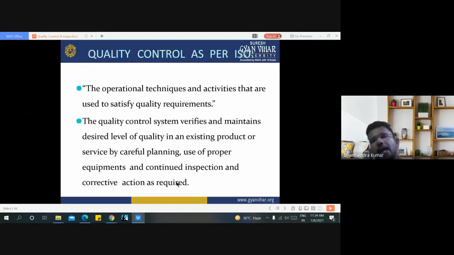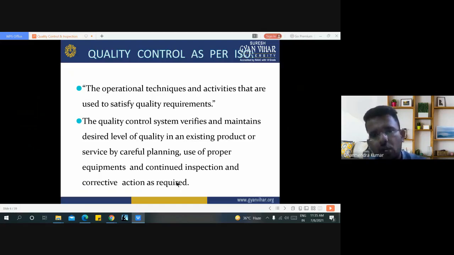Quality control as per the International Organization for Standardization, or ISO: the operational techniques and activities that are used to satisfy quality requirements. These are the techniques and activities which we use for quality control in any manufacturing unit, and they must satisfy the quality requirements of the final product.